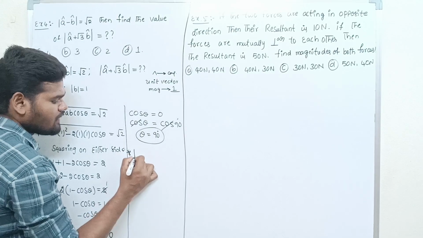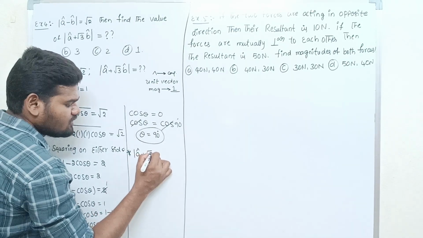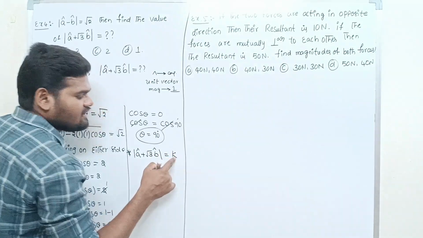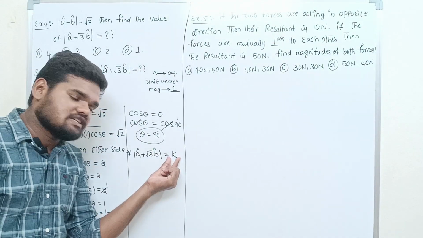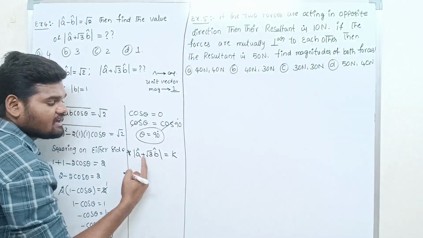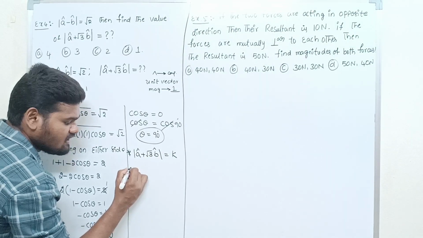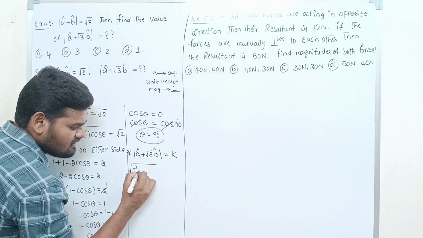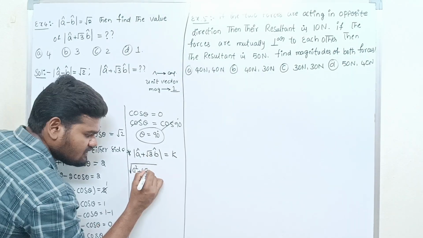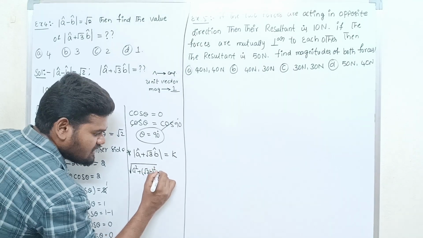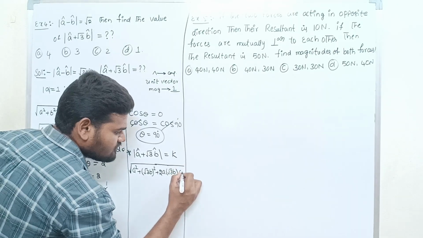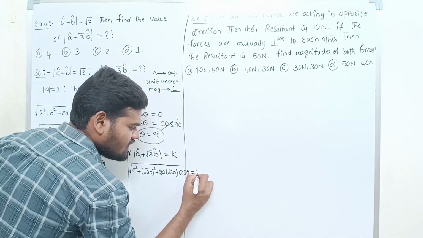So take this equation. What is that equation? Magnitude of A cap plus root 3 B cap is equal to, we have to find. I am taking the answer as k. I don't know this value yet, just taking it as k. So magnitude of A cap plus root 3 B cap means under root of A square plus root 3 B whole square plus 2 into A into root 3 B cos theta.